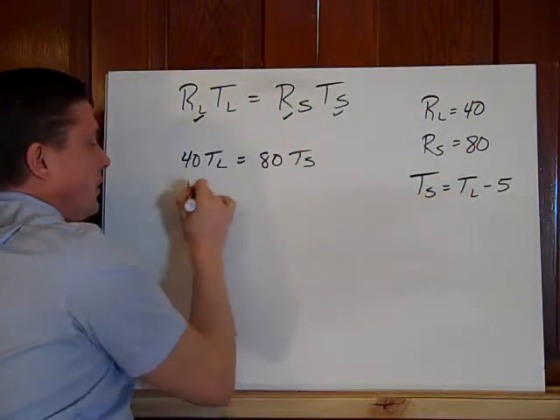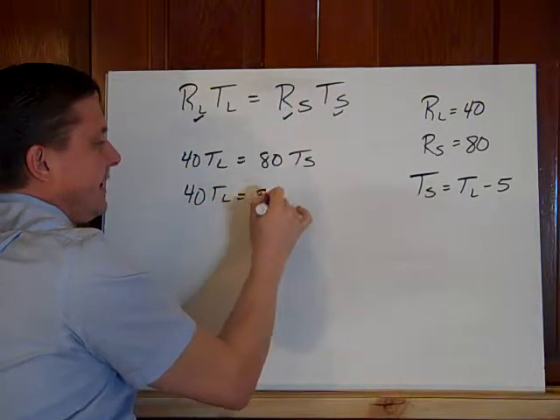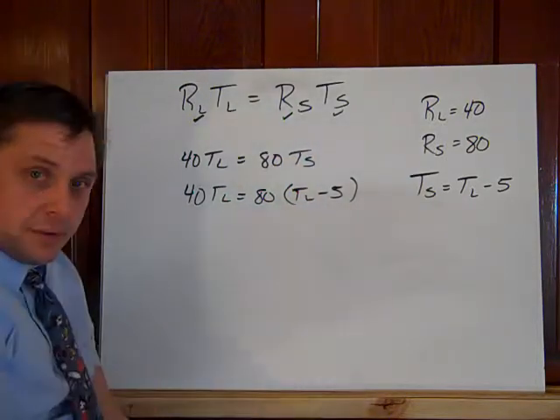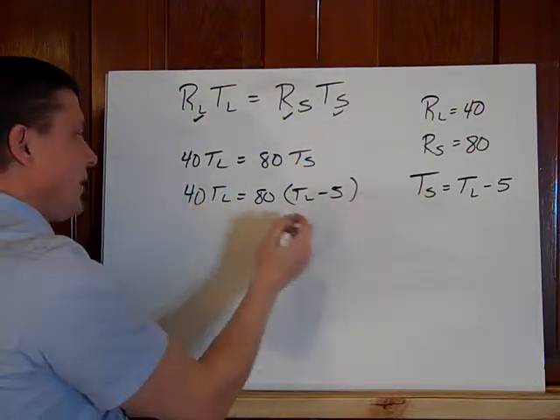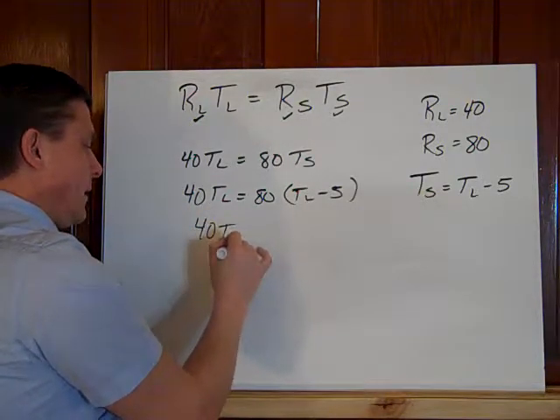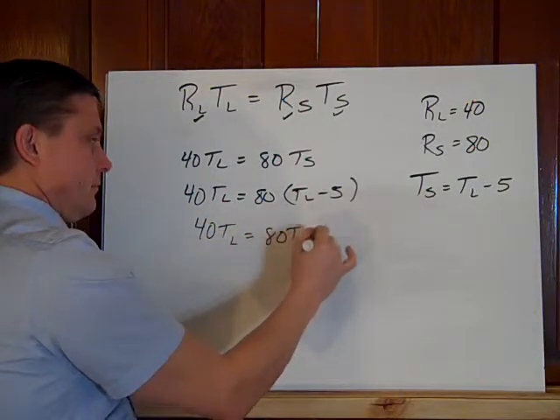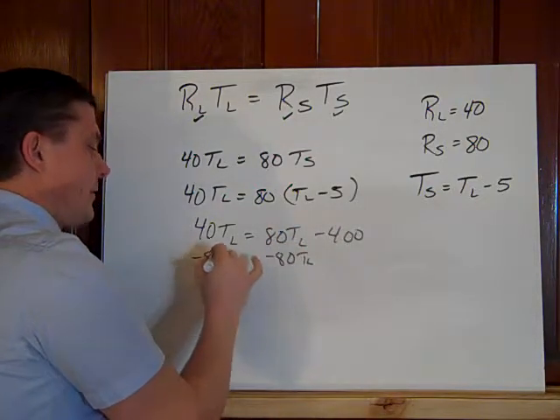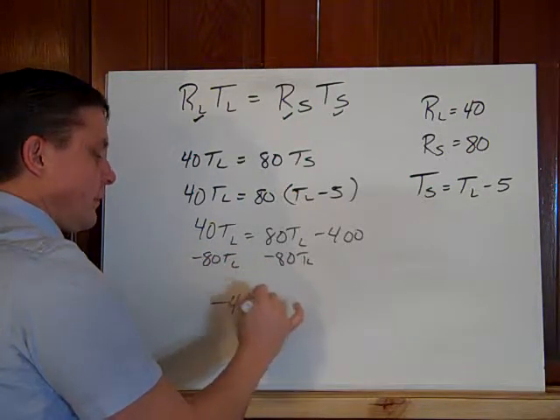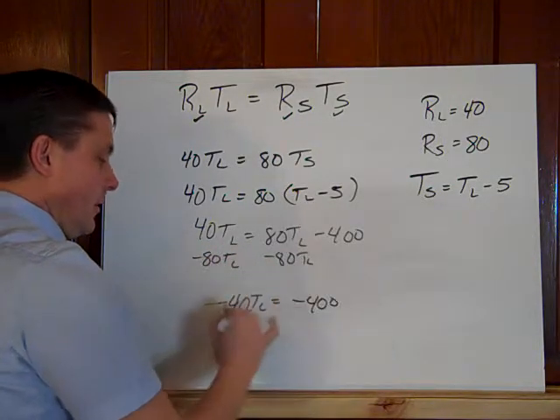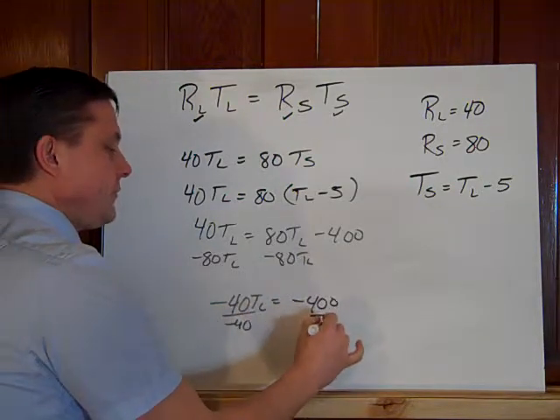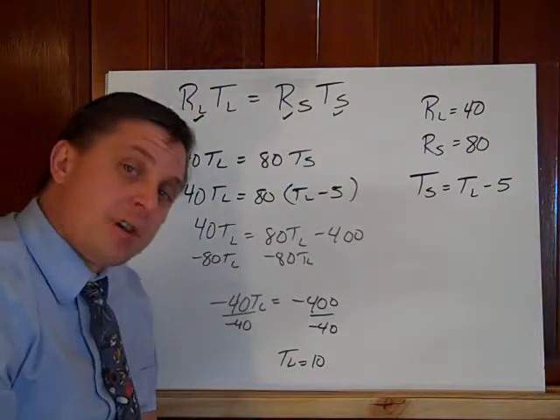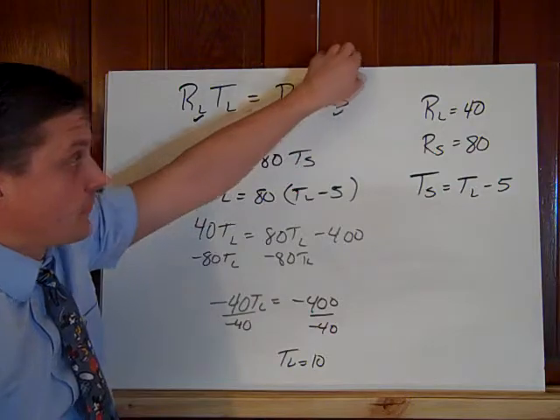Well, it's substitution. So 40 TL equals 80 parentheses TL minus 5. Because TS and TL minus 5 are equivalent. This is all on equivalency. We can distribute. And this becomes, again, just a simple 2-step problem. And if you can get here, most of the time students feel pretty good. It's just a struggle to get here. And I get TL equals 10. It's just simply a plug and chug. And if you hit a wall, you got to go back and try something else.